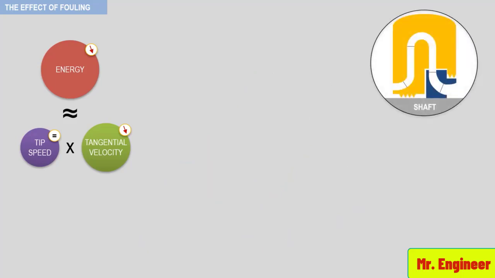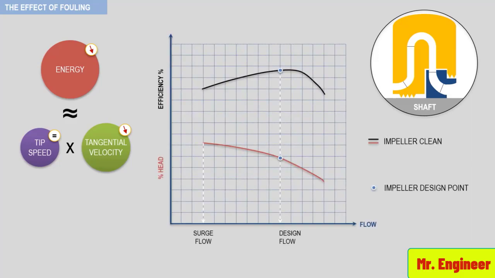Here you can see the side view of a clean impeller with its corresponding performance curve, namely the head capacity curve and the efficiency curve, as well as the impeller design point and low flow limit or surge limit. Now, impeller fouling is the accumulation of material in the impeller passages, as depicted here. This will reduce flow area and roughen surface finish. It will also reduce impeller head capacity and efficiency, as depicted in this graph.